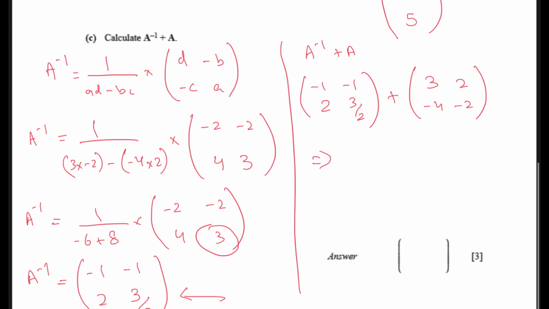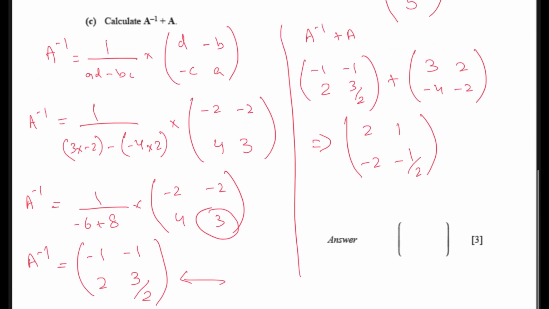So the sum that you get in the end is negative 1 plus 3 gives you positive 2. Negative 1 plus 2 gives you positive 1. 2 plus minus 4 gives you negative 2. And 3 over 2 plus minus 2 gives you negative 1 over 2. So you write the answer over here: 2, 1, negative 2, negative 1 over 2.